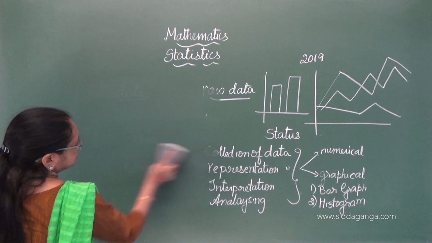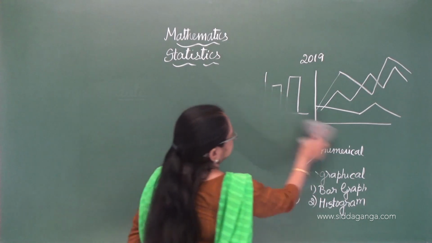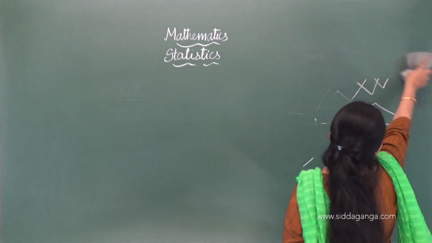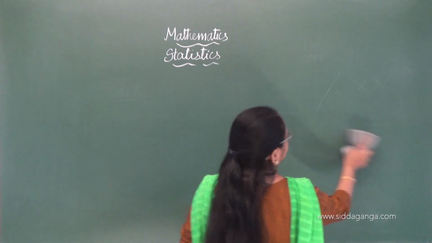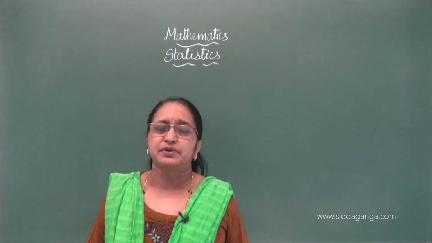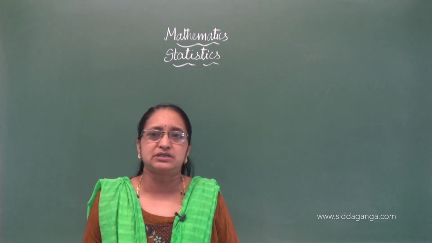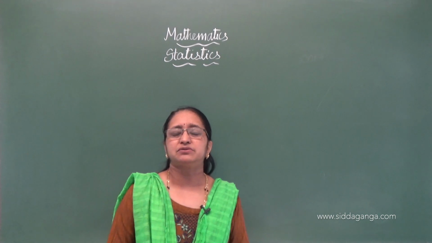I hope you understood the meaning of data. What is data? Collection of data, and raw data. With one example I will show what is raw data, what is grouped data, ungrouped data, and which are the terms we are going to learn in this chapter. All that I am going to explain with one example.